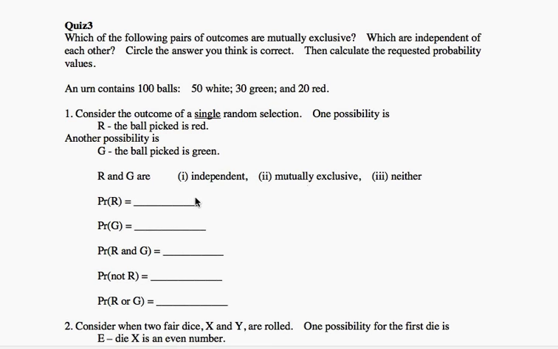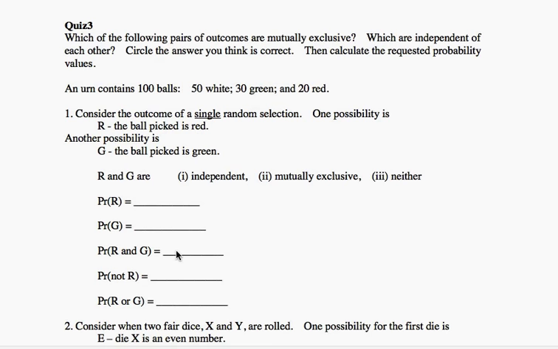Okay. So for the first one, the probability of R, well, that's easy. How many reds are there? There's 20. How many total balls? 100. So it'll be 20 out of 100. You can reduce that down to fractions. You should know that by now. 20 out of 100 is 2 out of 10. You drop the zeros. 2 out of 10 reduces down to 1/5. Now the probability of G, well, how many greens are there? 30. So 30 out of 100, you can do the rest.